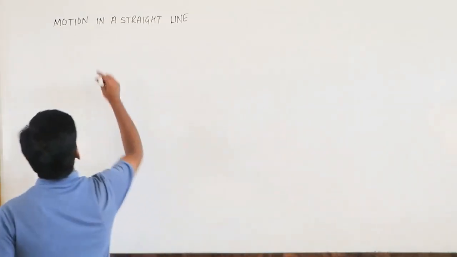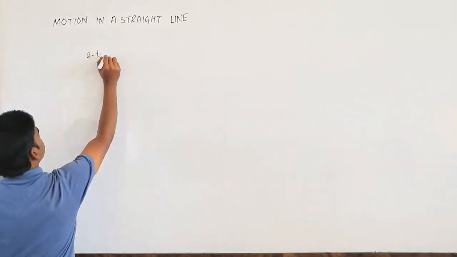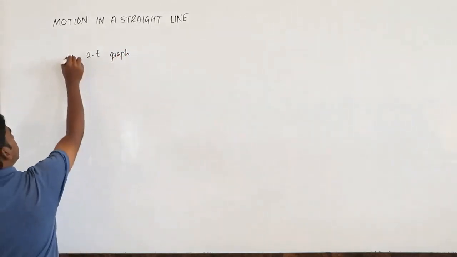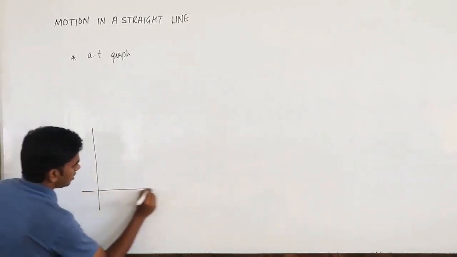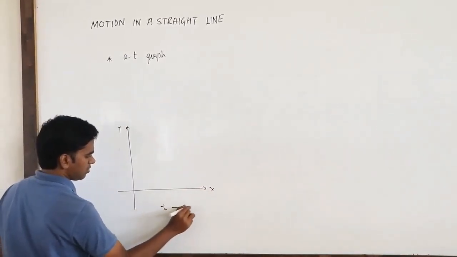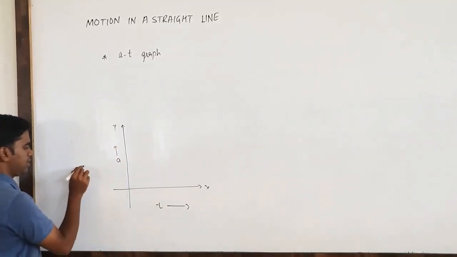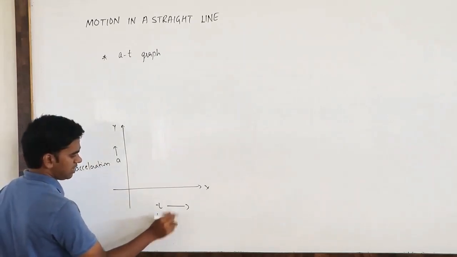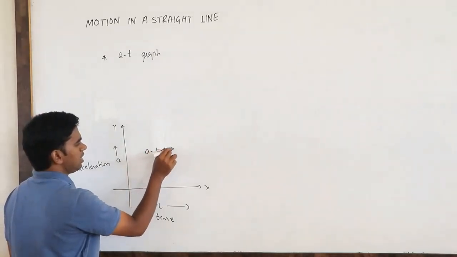So this is the acceleration time graph. I can write it simply as AT graph. So what is the AT graph? If this is the coordinate system, x-axis and y-axis, along the x-axis we are going to take time, and along the y-axis we are going to take acceleration. Then the graph is called the AT graph.